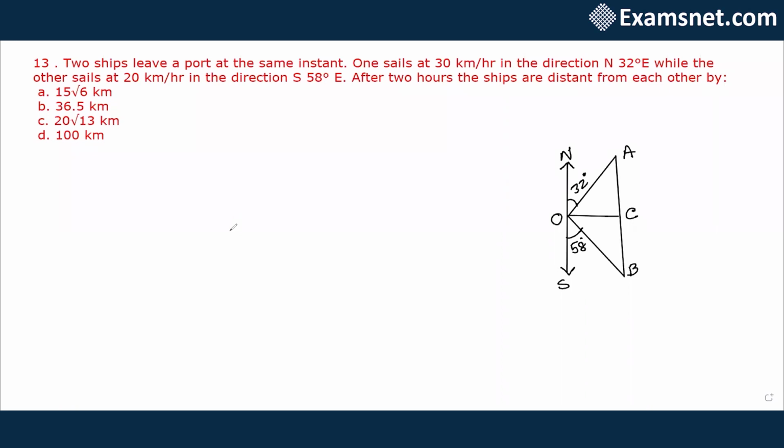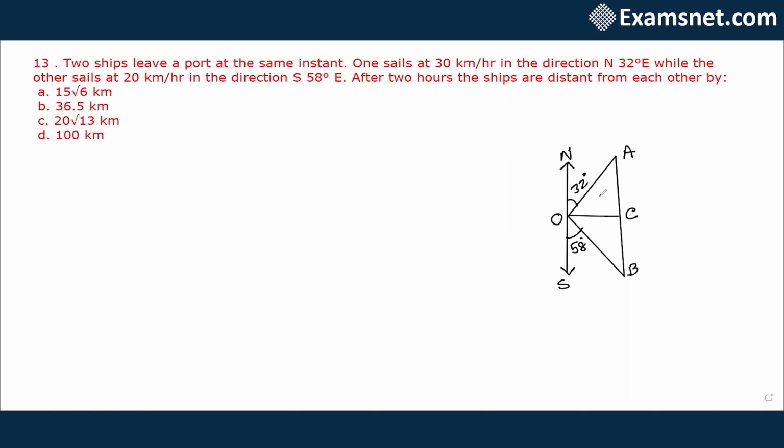Question number 13 states that two ships leave a port at the same instant. One sails at 30 km per hour in the direction north 32 degree east, while the other sails at 20 km per hour in the direction south 58 degree east. After 2 hours, the ships are distant from each other by, there are 4 options given. You need to find the distance between two ships.